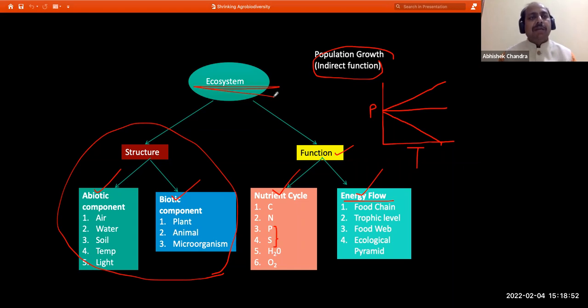But in the man-made ecosystem, each and every step requires human input. In the agriculture ecosystem, the plowing is done by man, and the seed is provided by man. Then there is threshing and winnowing, and insecticide is provided by the human being. Even after the maturation of the crop, it is harvested by the human being.